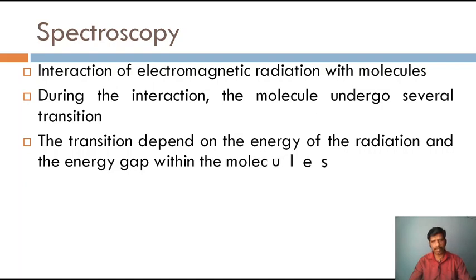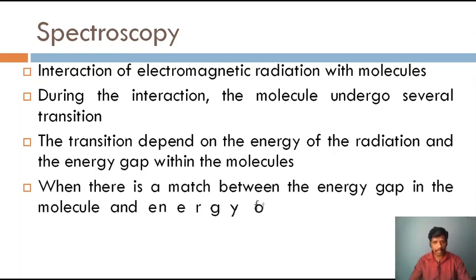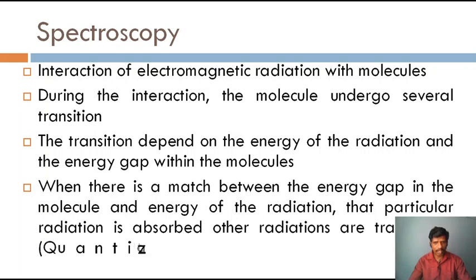That is called spectroscopy, in which during the interaction the molecule undergoes several transitions. The transition depends upon the energy of the radiation. This is another important factor while studying the transition. The transition depends upon the energy of the radiation and the energy gap within the molecule. When there is a match between the energy gap in the molecule and the energy of the radiation, that particular radiation is absorbed. Other radiations are not absorbed, they are simply transmitted.